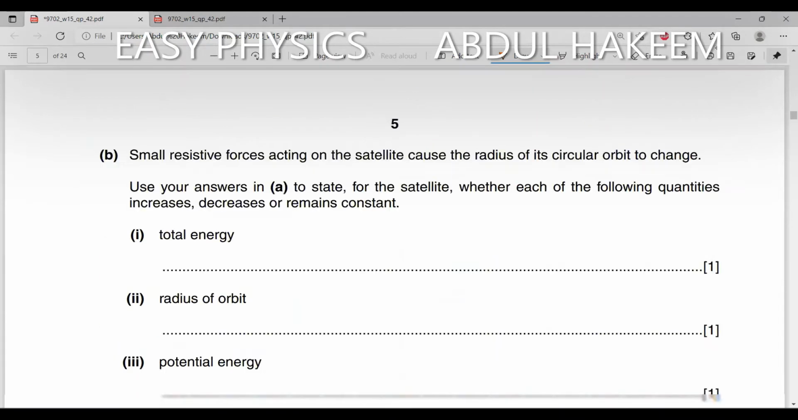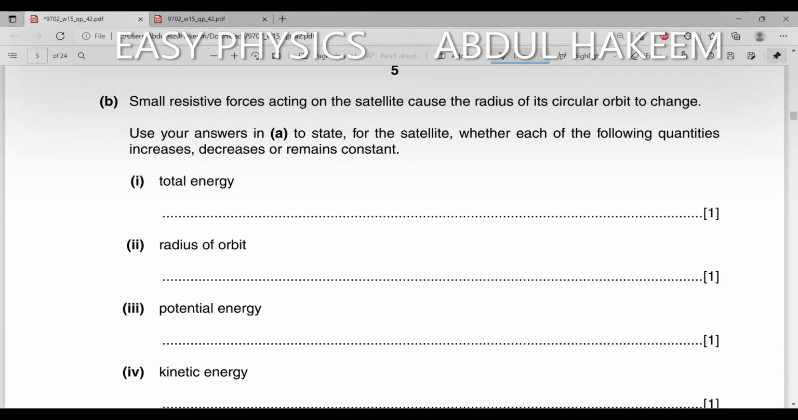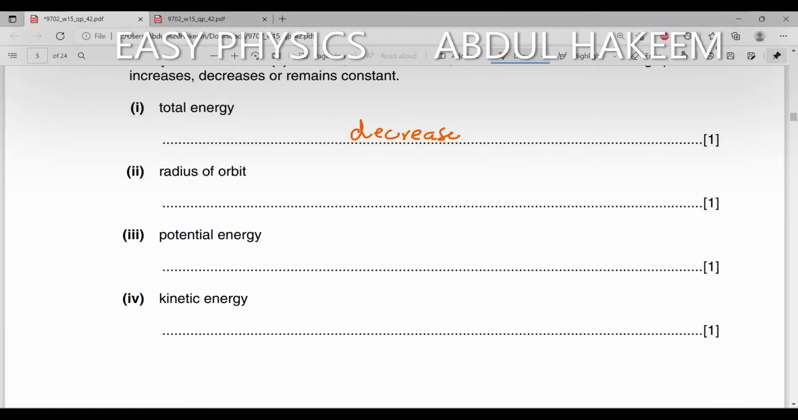Now move to the next question. A small resistive force acting on the satellite caused the radius of its circular orbit to change. Use the answer to state for the satellite whether each of the following quantities increases, decreases, or remains constant. Due to the resistive forces, there will be the loss of energy. So definitely the total energy decreases due to the loss of energy. When total energy decreases, the radius of the orbit also decreases.